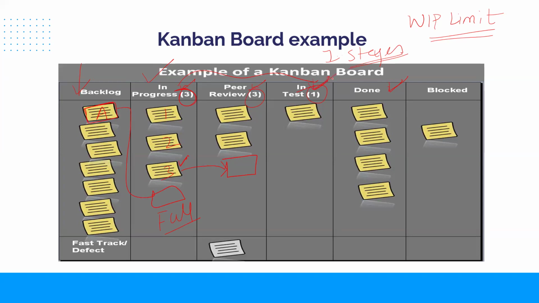Similarly, in test, have a look. One is the capacity, and there's one item already. Let me name this item X, under peer review. So this is done. It has to get to in test, but it cannot. It's waiting. So what the team would do is work together to see how we push the item under in test to done. When that happens, then only X can get here. Okay, that is what the concept of work in progress limit is.